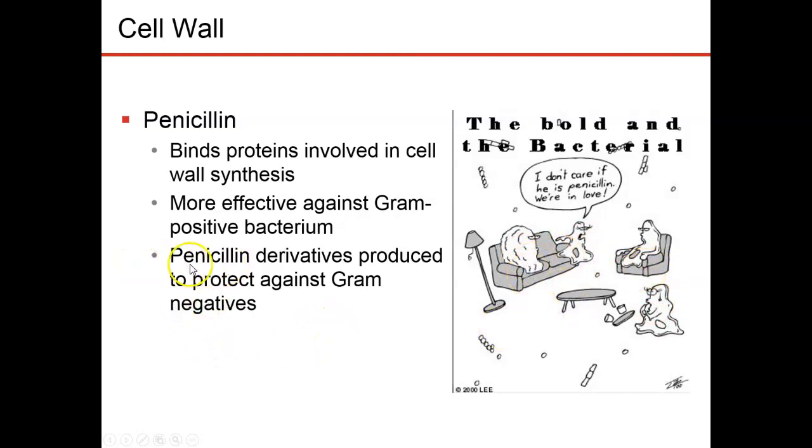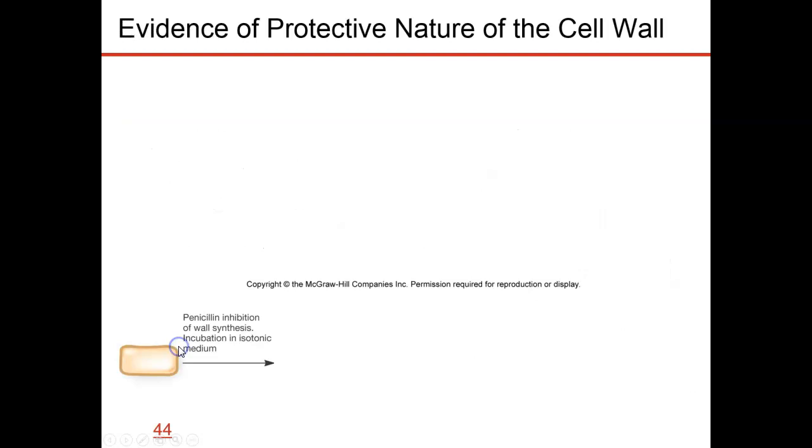Anyways, penicillin derivatives have been produced to work against gram-negative cells because typical penicillin doesn't affect gram-negative cells, since there's very few layers of peptidoglycan, and that's what penicillin targets.